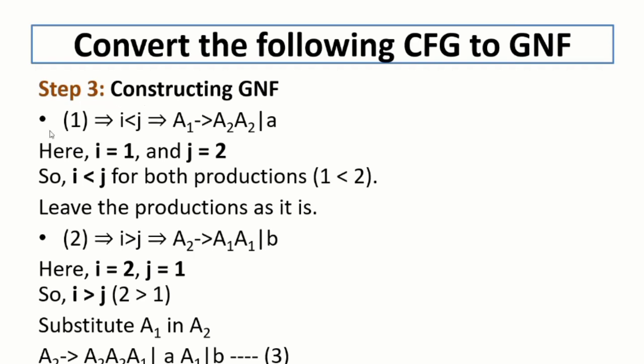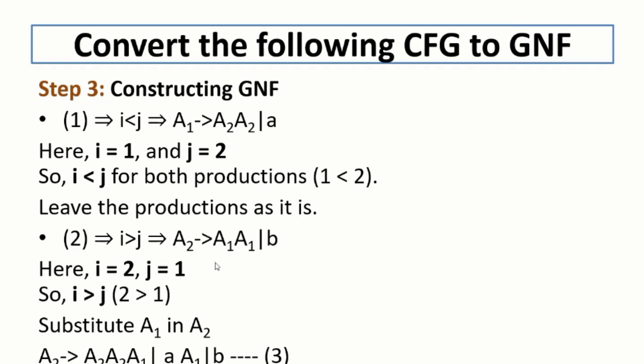Take equation number 1, A1 tends to A2 A2 or a. As per the procedure, in the first condition, the i value is 1 and the j value is 2. So the condition i less than j holds, 1 less than 2. The condition is true. When the condition is true, leave this production as it is. Now look at the second equation, A2 tends to A1 A1 or b.